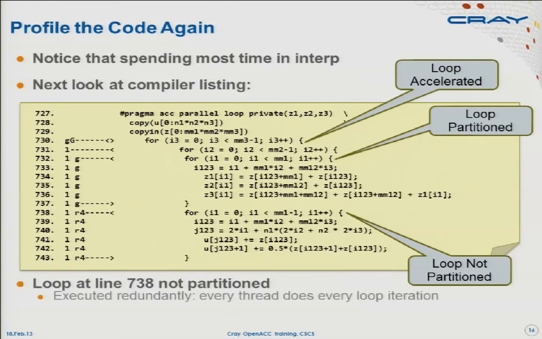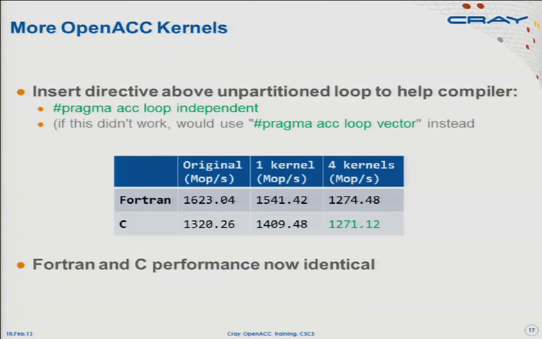Partitioned this outer loop. Yep, that's good. Partitioned a vector loop here, that's good. Oh, no loop partitioning there. For some reason, it's worried that there are loop dependencies there. It's not partitioned that loop. So every thread is doing every loop iteration there. Bound to be slow. So we go in and we say, actually, these things are independent.